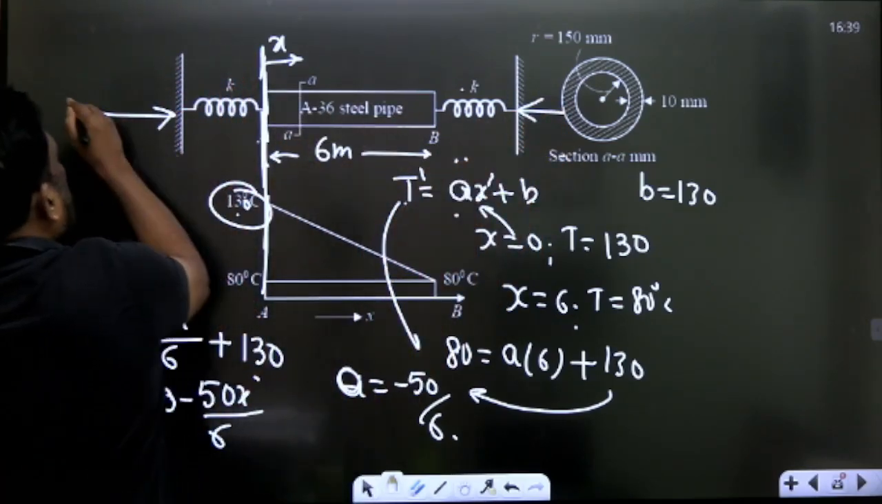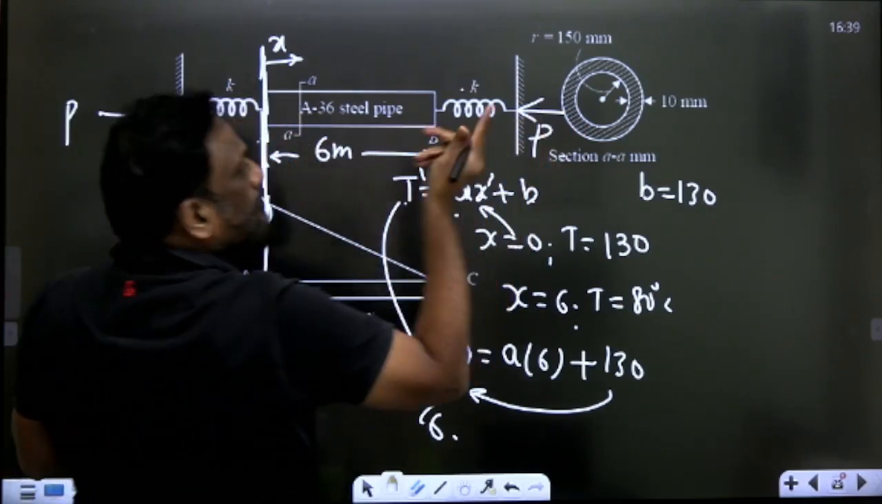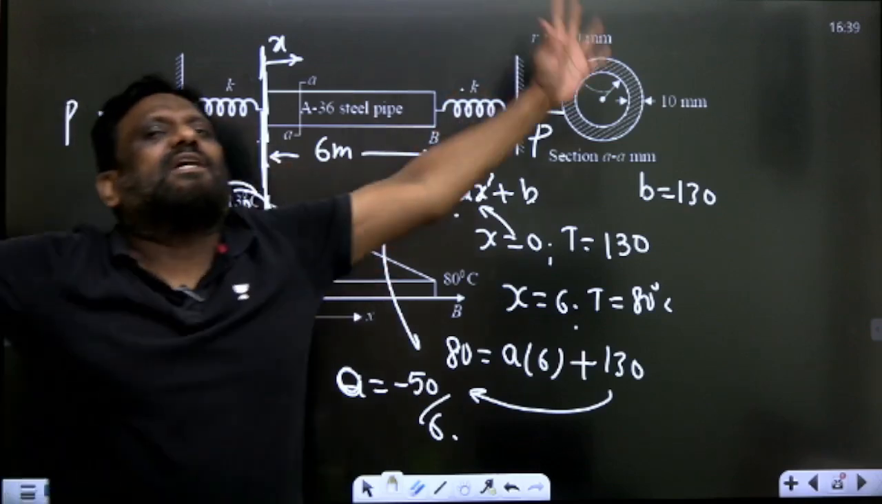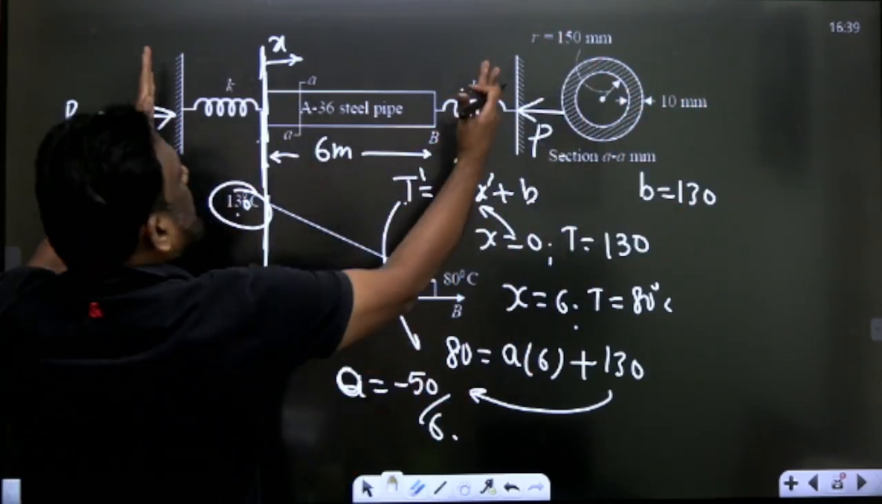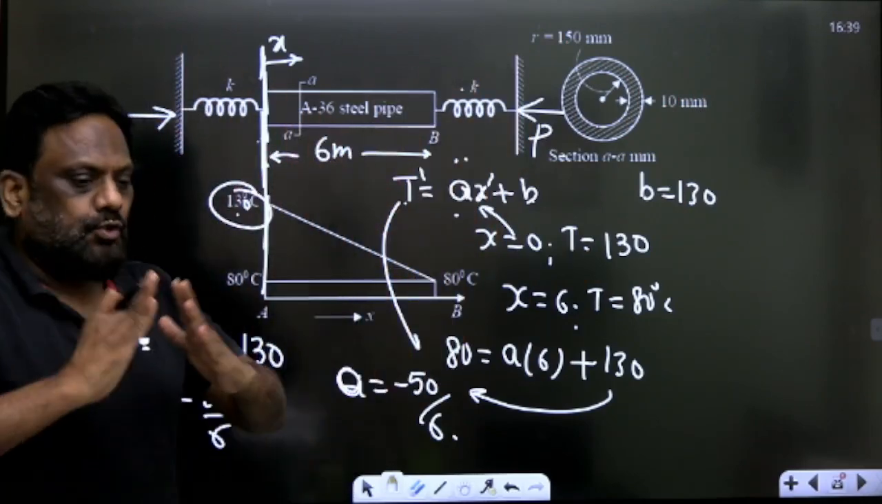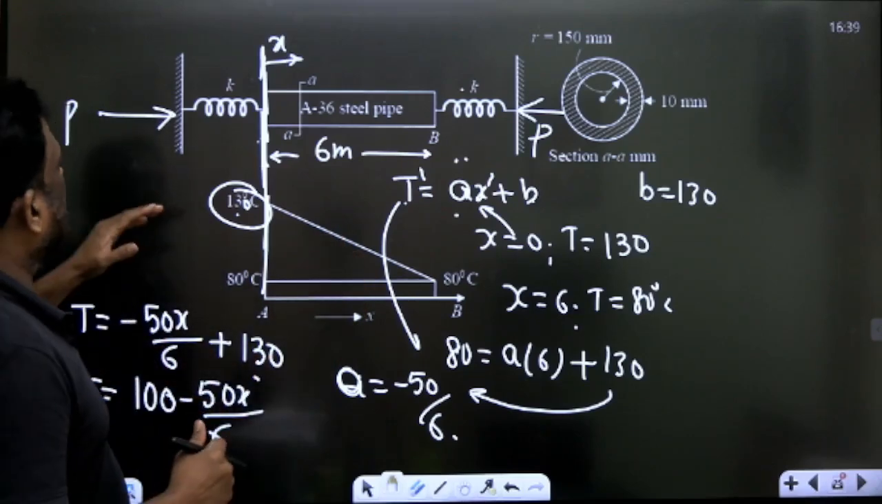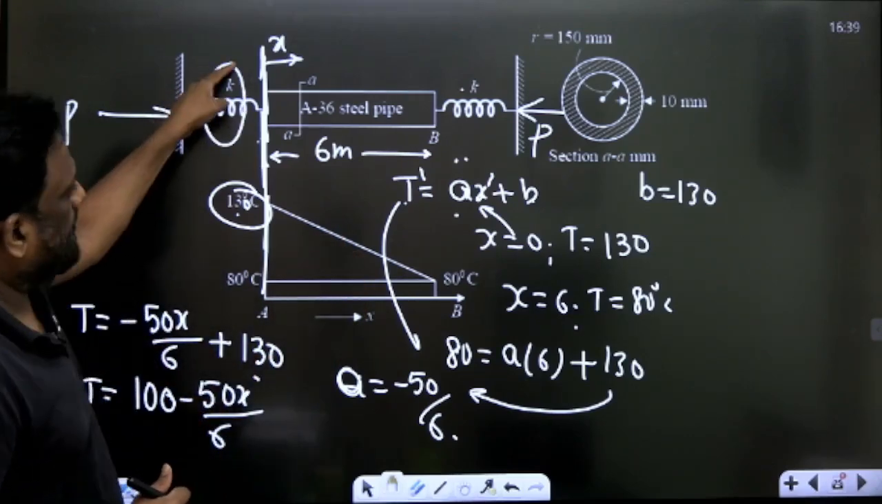R1, R2 will be same. Let it be equal to P. So what will the compatibility equation be, sir? Total expansion we have calculated by integration should be equal to total compression because the distance between the rigid walls is not changing. So total expansion should be total compression. What is the compression? Spring compression.